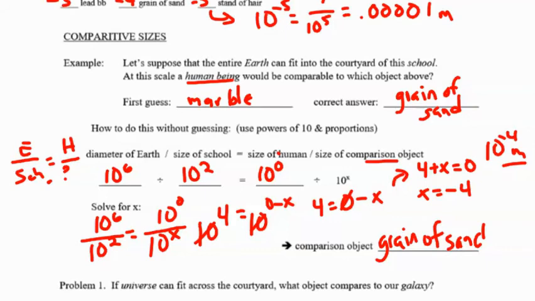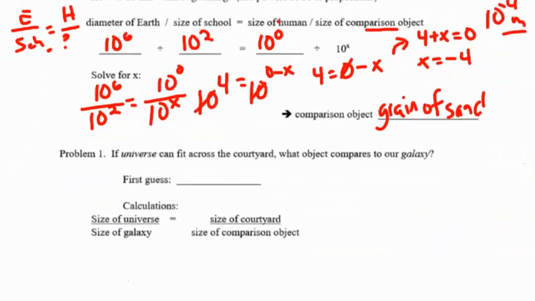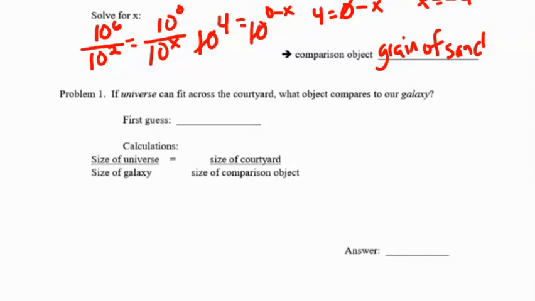The rest of these are along this line. For the next one, we're going to start with the universe. We're going to fit it into the school courtyard, and then we want to compare it to a galaxy. You have the values for the powers of 10 of universe and galaxy on the other sheet. I want you to make a guess: would a galaxy be the size of a grain of sand compared to the whole universe? I've set up the equation for you word-wise. You can plug in the numbers.